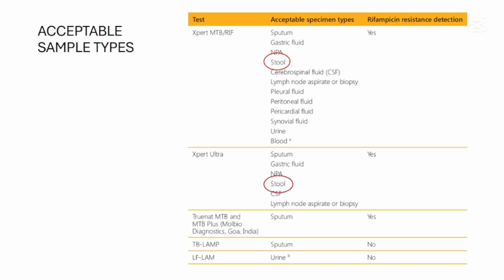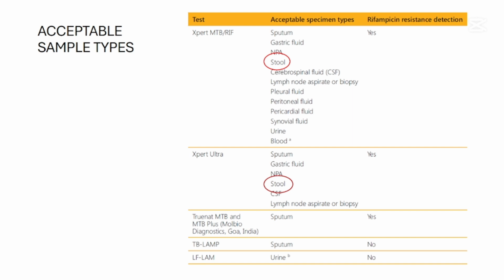And also new advances, GeneXpert can be done in a lot of samples as mentioned here. And Xpert Ultra also can be done in a lot of samples. So it is very useful to detect pulmonary TB as well as extrapulmonary TB.